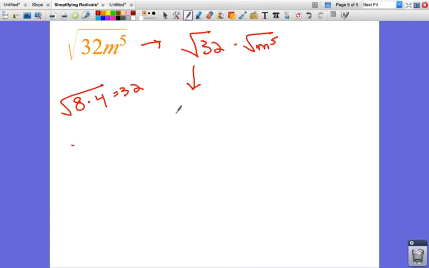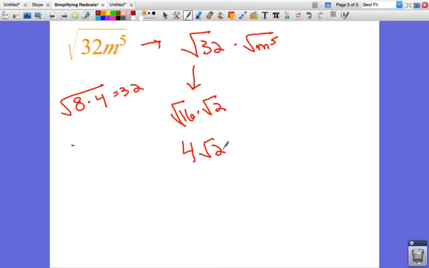The other factors we could use would be the square root of 16 times the square root of 2. 16 times 2 is 32, and 16 is a perfect square. So what I can do is the square root of 16 is just 4. So I have 4 times the square root of 2.